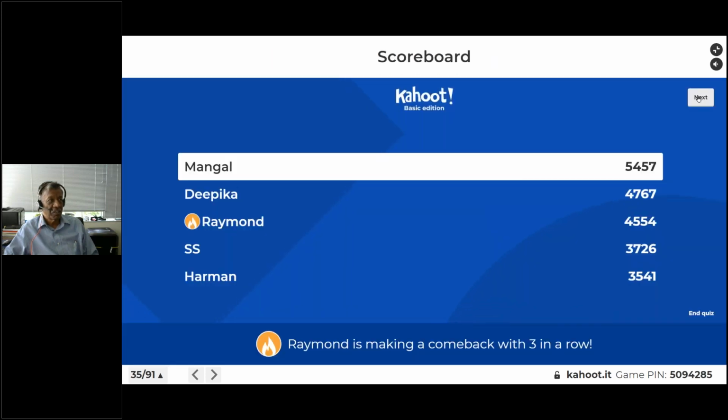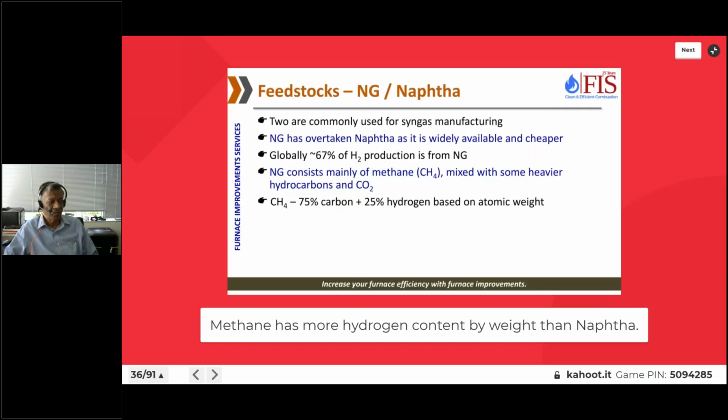But let's move on. So we have the feedstock. The feedstock, as we talked about, is methane. There are two commonly used feedstocks for synthesis gas. It used to be naphtha, steam naphtha, and it's still naphtha in a lot of places. But now, in the past 5 to 10 years, natural gas has overtaken naphtha as it is widely available and cheaper because of shale gas. We got so much shale gas that there is a big boom in natural gas. There is a big boom in ethylene. There is plenty and plenty, I mean, tons of this thing.